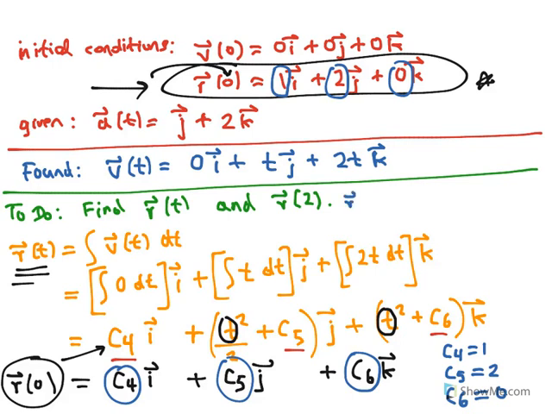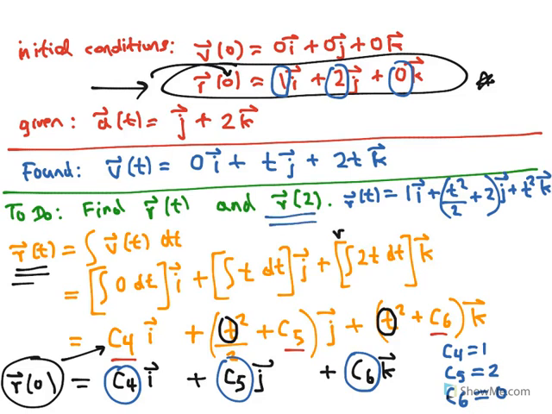And I will go ahead and write that here. r of t is going to be equal to C sub 4 i, which is 1i, plus t squared over 2 plus C sub 5, which is 2, j, plus t squared plus C sub 6 k. C sub 6 is 0, so I just have t squared k. That's the position function. And the last thing that I need to do is find r of 2.